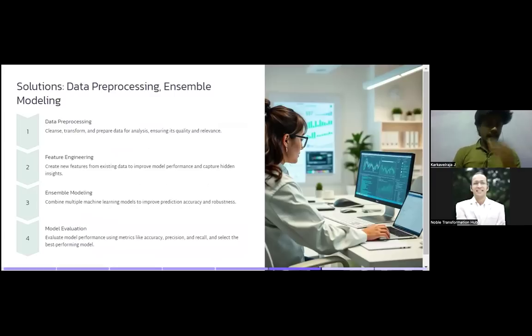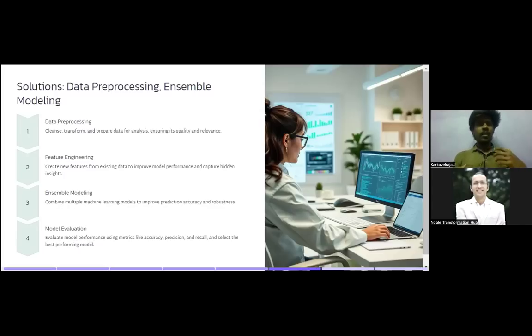For data pre-processing, we need to clean, transform, and prepare data for analysis, ensuring its quality and relevance. So whenever there is a problem, go to the data, clean it, and do some pre-processing to make it ready and digestible by the model. Then feature engineering: you can create new features from existing data to improve model performance and capture hidden insights. Guys, if you are watching our videos, this is the same thing we have repeated more than five times. Feature engineering means creating new features based on the existing features, which will have more impact on the target values. Ensemble models combine multiple machine learning models to improve prediction accuracy and robustness.